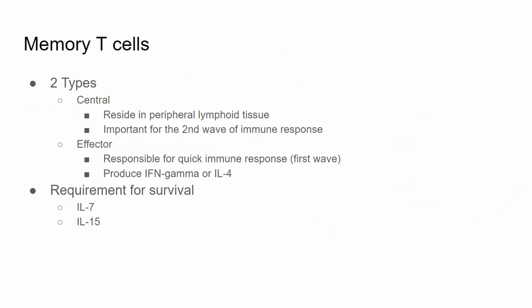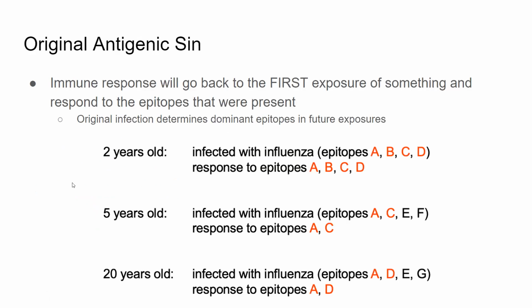All right, I'm not going to spend much time on this. I'm just going to tell you the things that I think are important. Just know that there are two separate types of memory T cells. There's the central ones, which are important for the second wave of a response, and the effector ones, which are important for the primary, really quick response that you get. And then knowing the requirements for survival may help you on a quiz or exam.